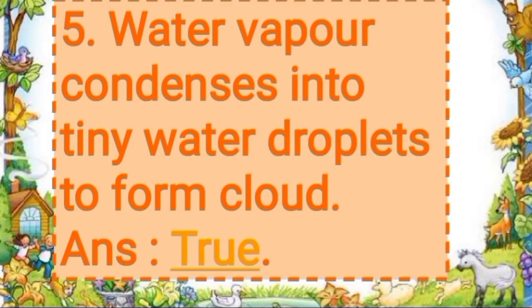Now next, water vapor condenses into tiny water droplets to form cloud. So the question is, water vapor condenses into tiny water droplets to form cloud. Answer true, means the following statement, water vapor condenses into tiny water droplets to form cloud, is true.